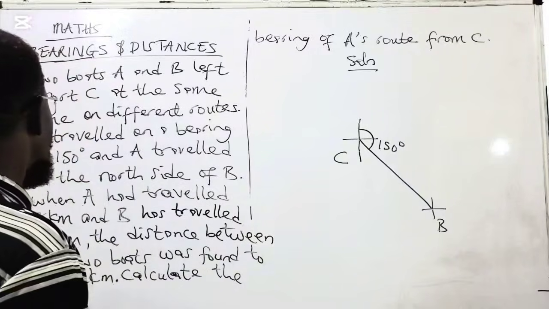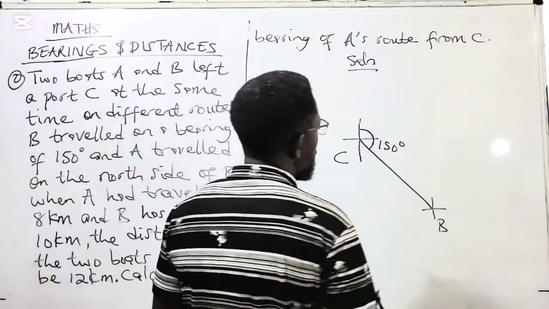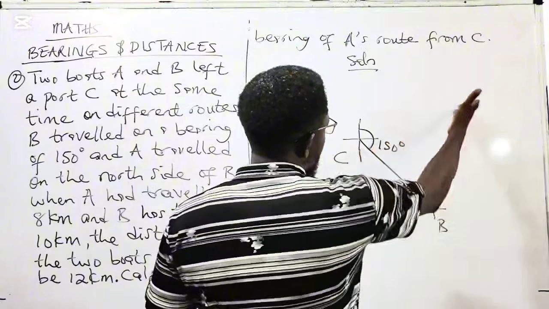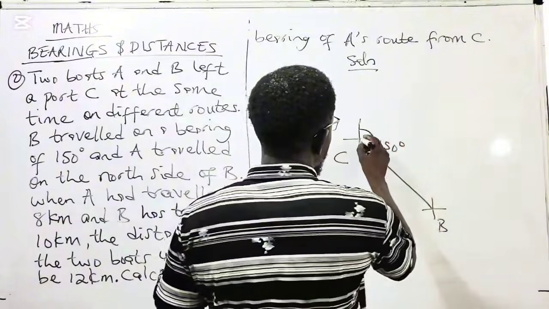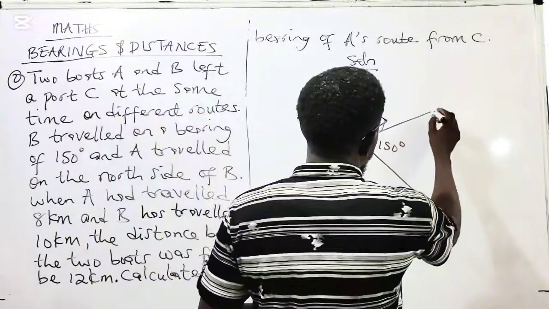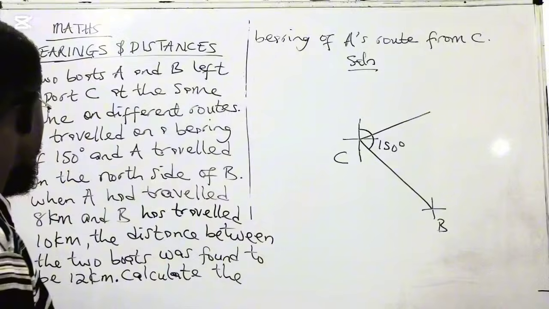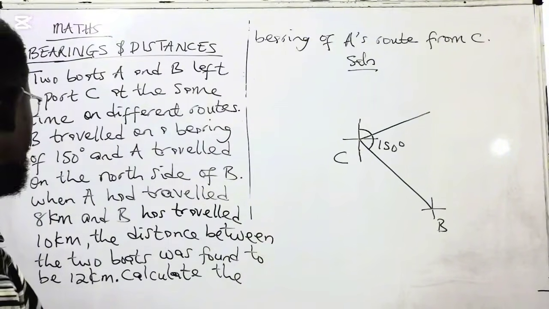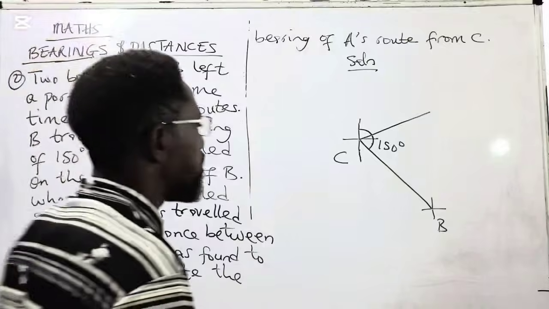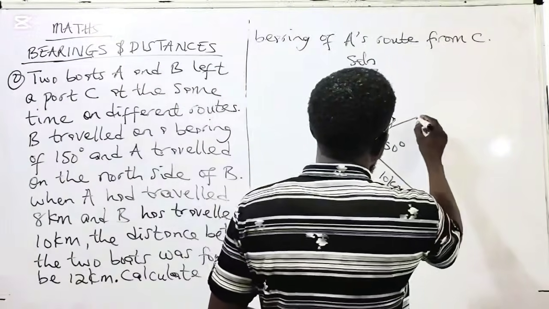They traveled on the north side of B, on the north side of B. So it's traveling towards this part, that's the north side here. It's traveling towards the north side of B. When A has traveled 8 kilometers, B has traveled 10 kilometers. So here is 10 kilometers, and here is 8 kilometers.